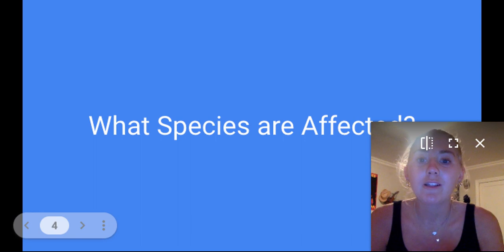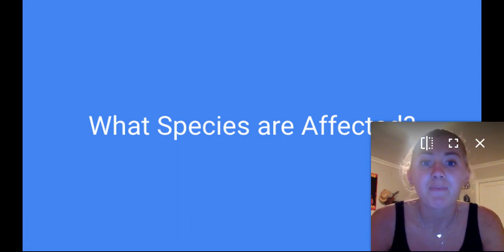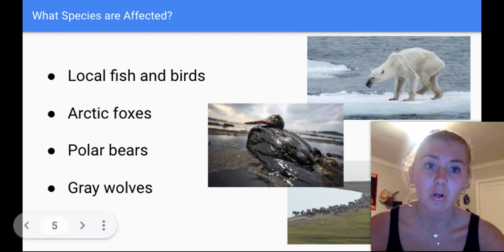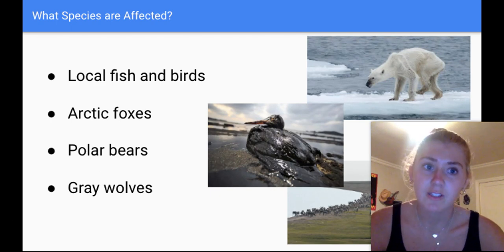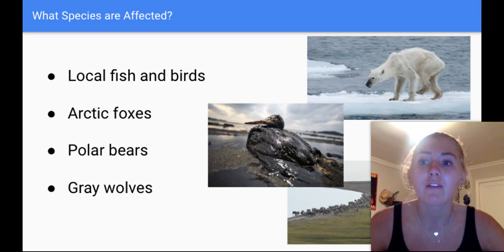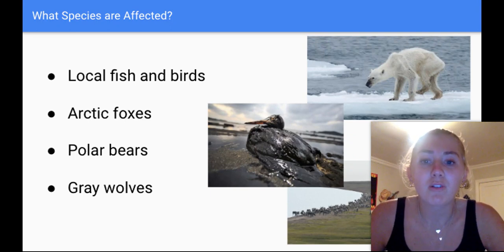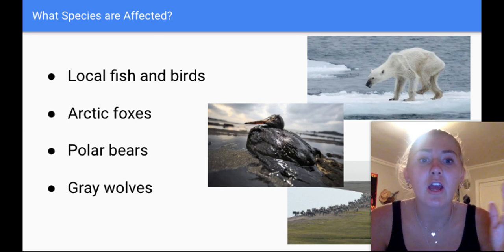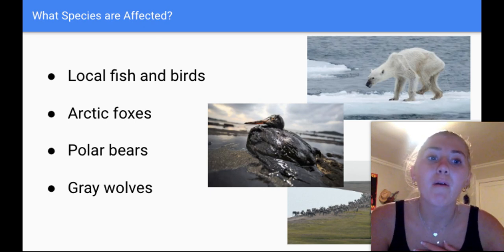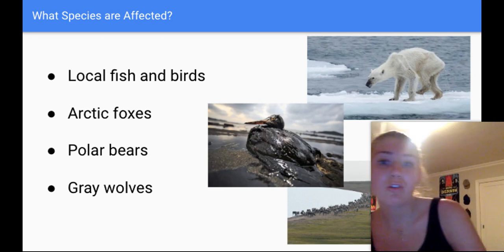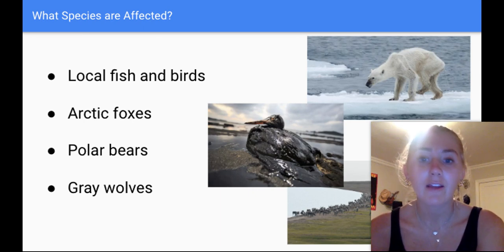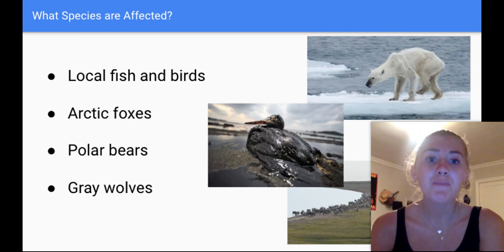Okay, so what species are affected specifically? Specifically, local fish and birds. Arctic foxes, polar bears, gray wolves are the top four that are the most heavily affected from the oil drilling that is happening. It forces a change of migration pattern of all of the caribou herds, leading to potential loss of thousands of animals, and again, the livelihood of all the native people around.